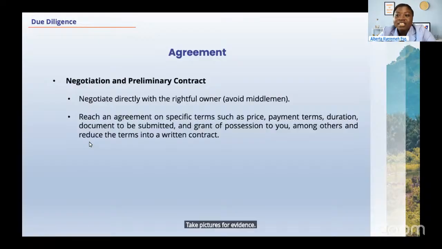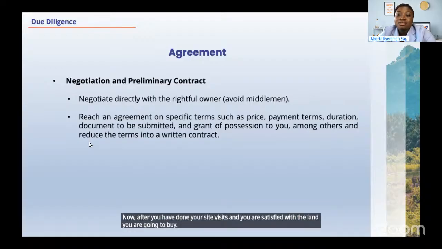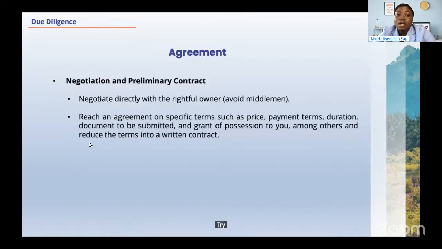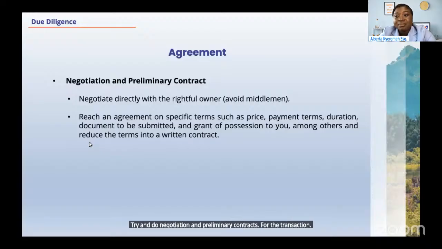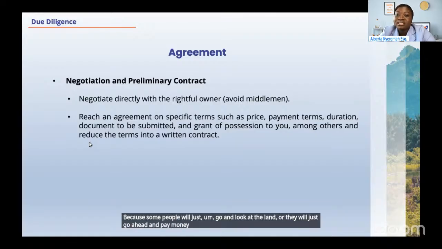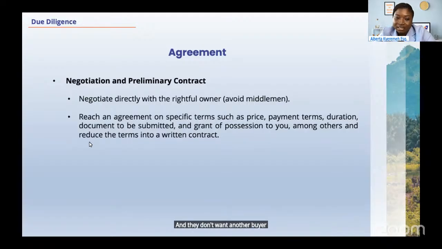Now, after you have done your site visit and you are satisfied with the land you are going to buy, try and do negotiation and preliminary contracts for the transaction. This is a step that a lot of people also miss, because some people will just go ahead and pay money because it is maybe a hot cake and they don't want another buyer to come for the land.